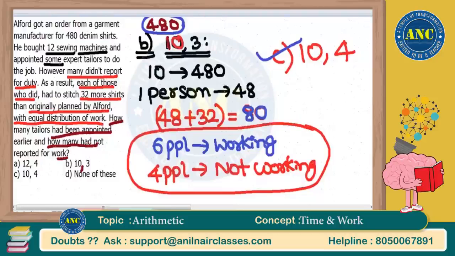for the work. Now, if I say 10 comma 3, 10 were appointed, 3 were not working out of 10, right? 3 out of 10 were not working. Now see here, if I appoint 10 people for 480 chocolate distribution, one person will distribute 48 chocolates. This was the actual scenario. This should have been there actually.